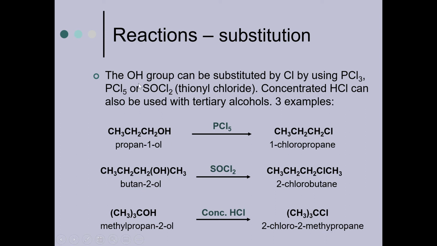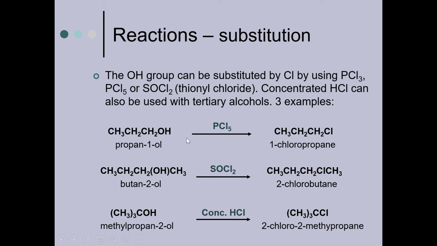Substitution reactions are important for us to look at, and there are some new reagents involved here. The substitution is a substitution of the OH group of the alcohol with a chlorine atom, and you can do this with very reactive reagents: phosphorus trichloride, phosphorus pentachloride, or thionyl chloride. This is a new one here. Those 3 can be used to do the same job. Basically, they add a chlorine to the molecule and take off an OH. Concentrated hydrochloric acid can be used as well, but it can only be used with tertiary alcohols.